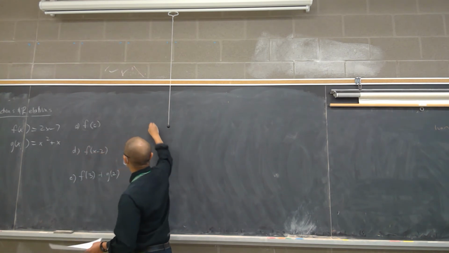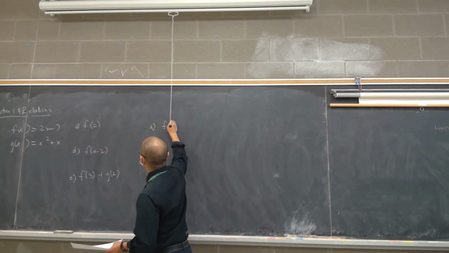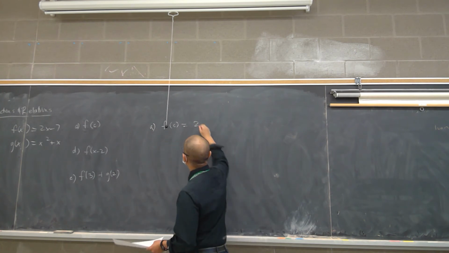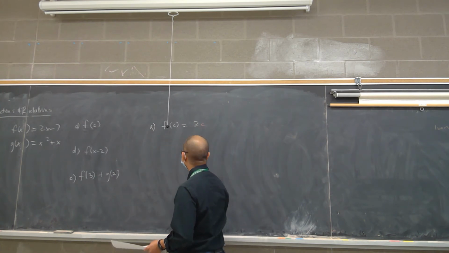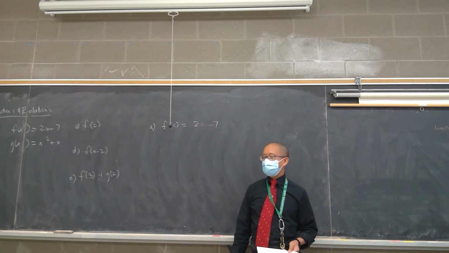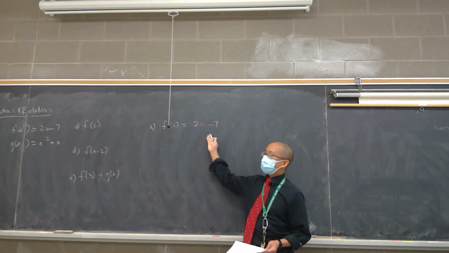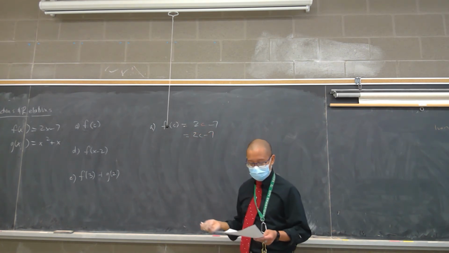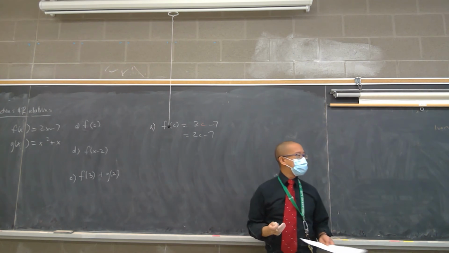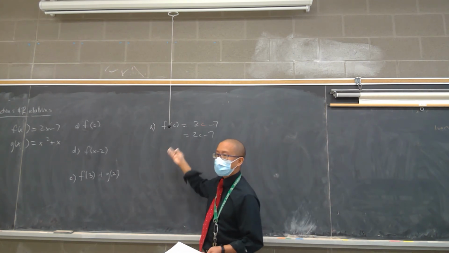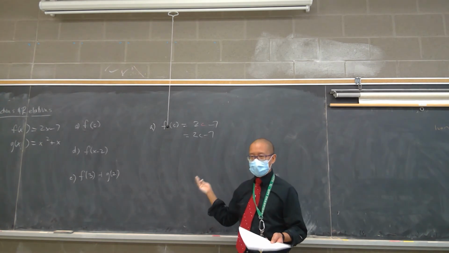So for question A, notice what we're going to do. f at c is equal to 2 times c minus 7. And then some students say, okay, what do I do next, Mr. Chen? Well, that's it. That's the answer. 2c minus 7. We can't go any further. So notice, sometimes the inputs are not always numbers. Sometimes there are other variables, other symbols, even expressions.